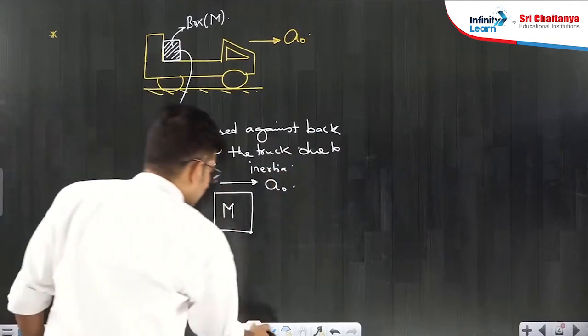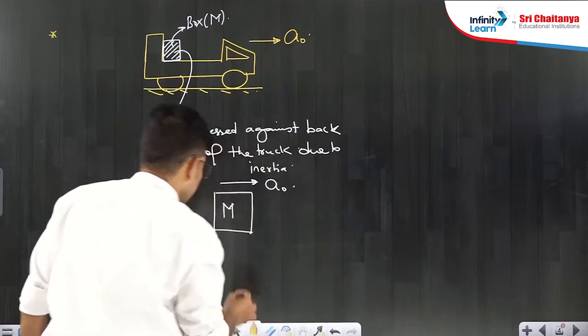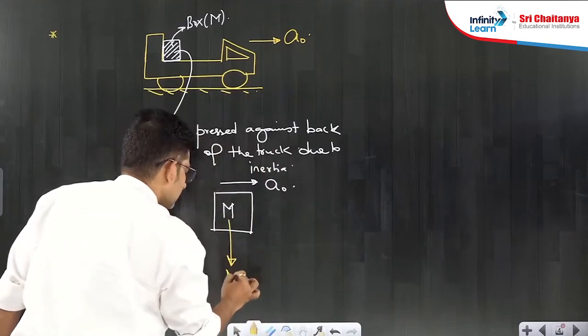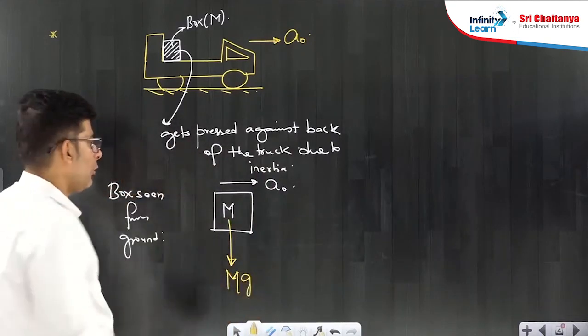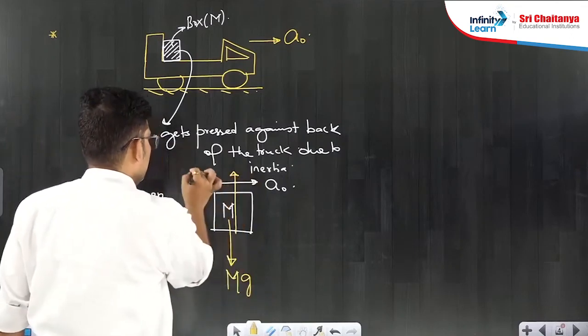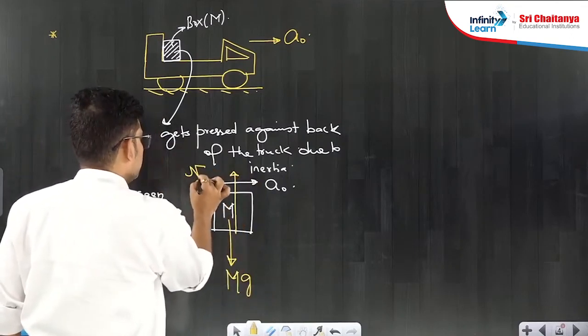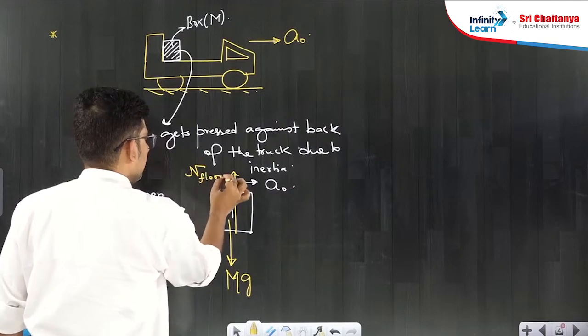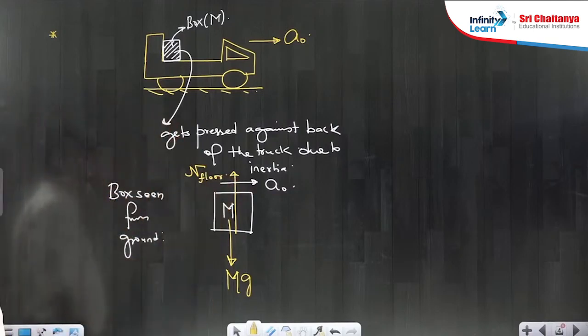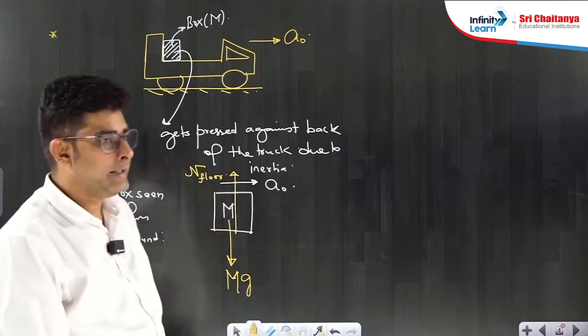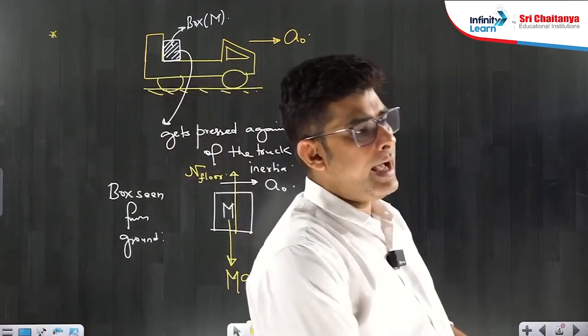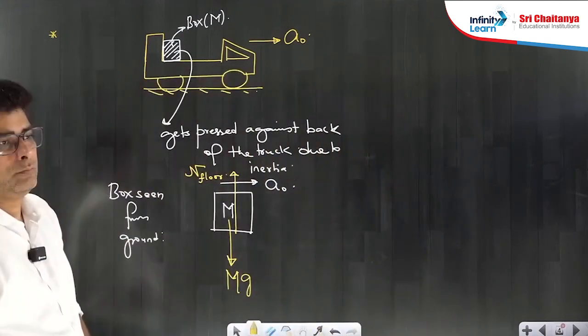Now what all forces are acting on this? You will say one force is mg, one force is normal by the floor of the truck upwards, but it is accelerating. Can any body have acceleration without a force? No.